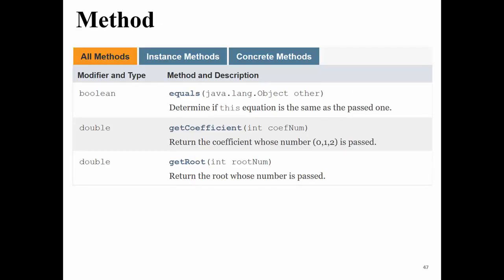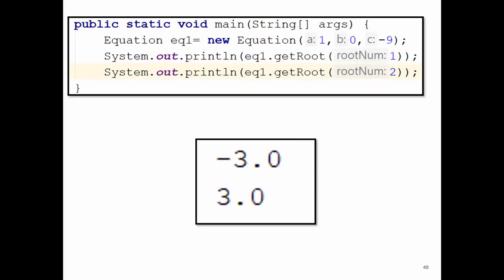I can define an object of the class. What are the methods inside this class? Equals, I can make sure that two equations are equal to each other. I can get coefficients, I can get the roots and the number of roots. So for example, I create these equations and I ask for the first root and the second root and return the value. All of this is about reading the API and using the methods.